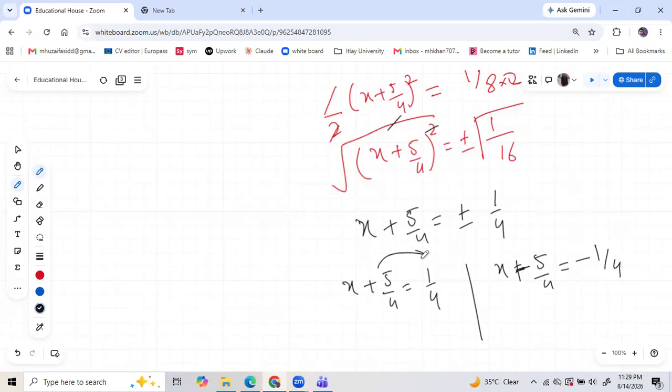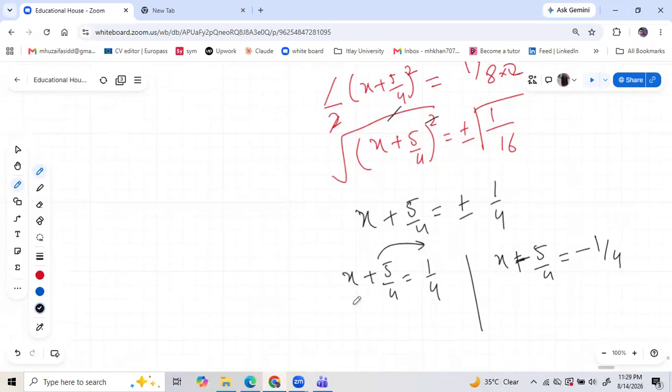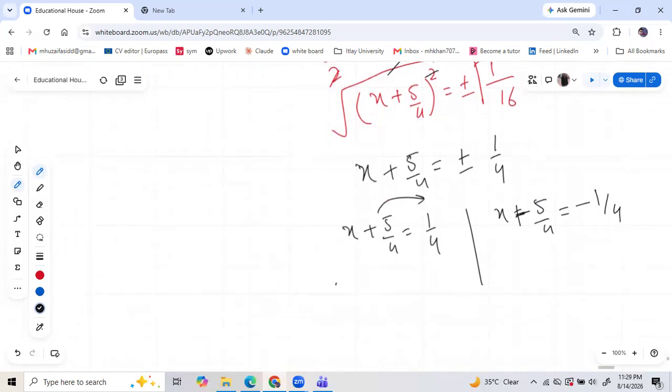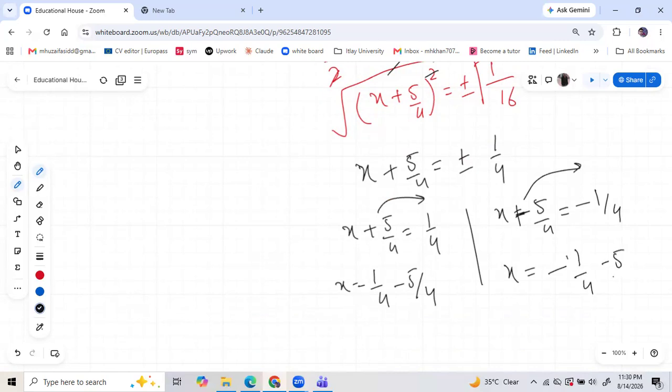So look at it here. This 5 over 4 is going to the other side of the equation. So this is our 1 over 4 minus 5 over 4. And here this is our plus 5 over 4 going to the other side, minus 1 over 4. This is also minus 5 over 4. So look at it here, x is equal to what? Here we are taking the LCM. So this is 1 minus 5.